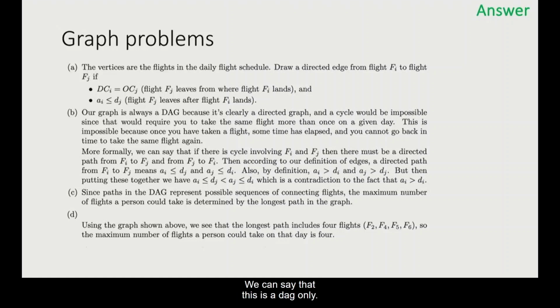So we can say that this is a DAG only. There is no cycle formed. There is no possibility of forming a cycle in this example.